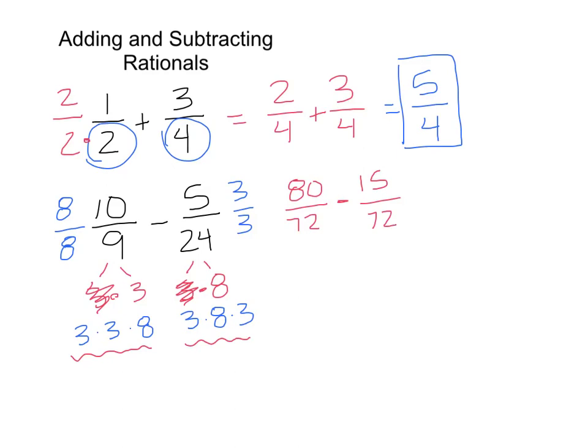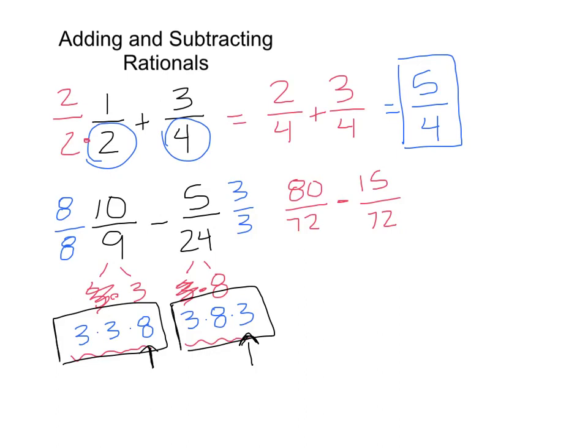Could you have used 9 and 24? Sure, but you would have had huge numbers. So it's really important that you paid attention to what we did down here to get that 72. We knew they both already had the 3, so we didn't need to add it. But this one was missing the 8, so we needed to add the 8. This one was missing a 3, so we needed to add that too.